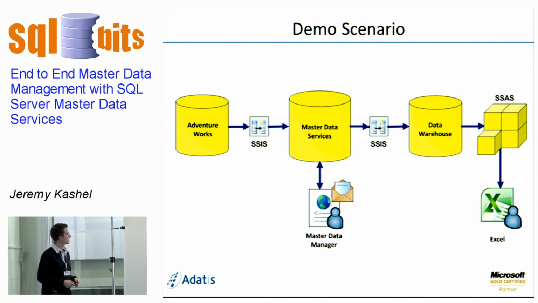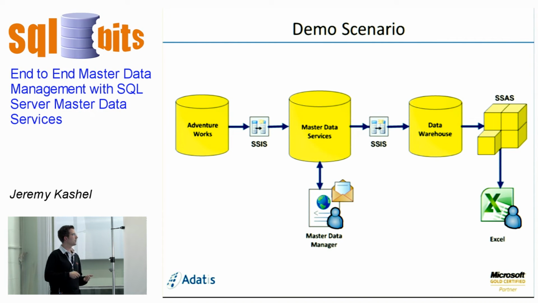So this is the scenario just in a graphical form. We've got data in AdventureWorks. We're going to use SSIS to check for changes based on a control date, so we're going to maintain our last updated date of our customer entity. We're going to feed that into Master Data Services, and that's going to go into Master Data Services, and everyone's going to be able to see it.